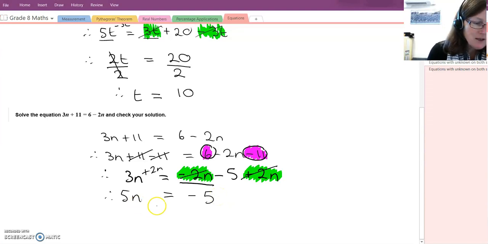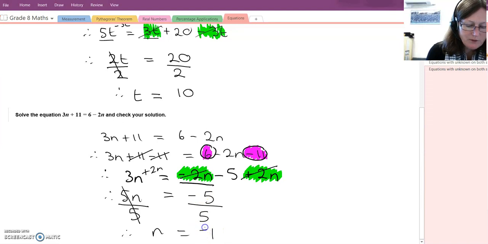That's 5 times n. The opposite of timesing is dividing, so divide that by 5. Divide the right hand side by 5. So 5 divided by 5 is 1, and a negative and a positive is a negative. So n equals negative 1.